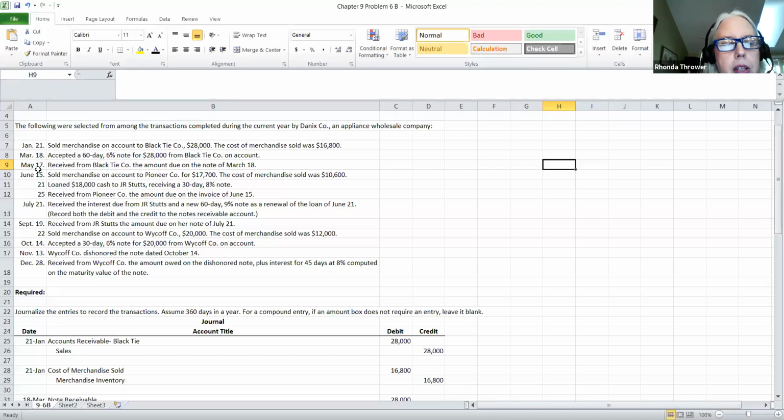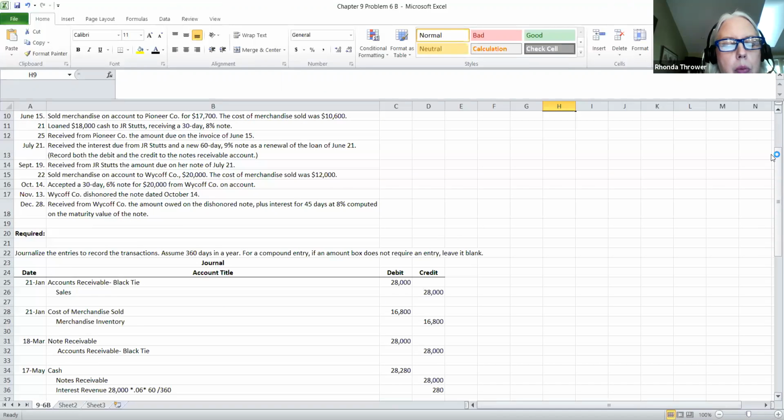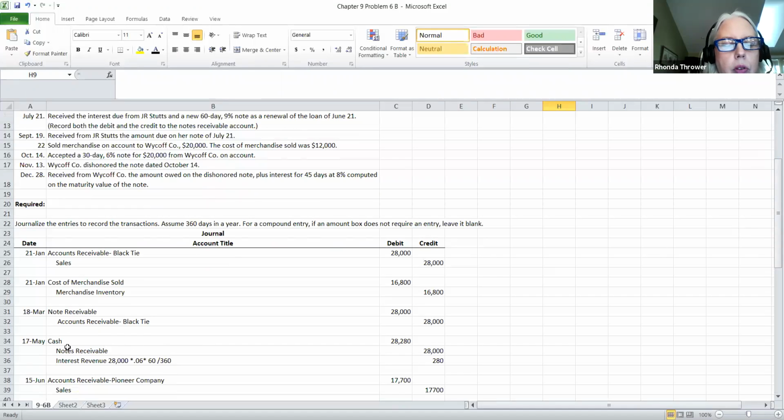On May the 17th, we received from the Black Tie Company the amount that was due on the note of March 18th. So what we're talking about here is we are receiving the money that was due from this note. And so there's going to be interest on this note, and I'm going to show you how we calculate interest.